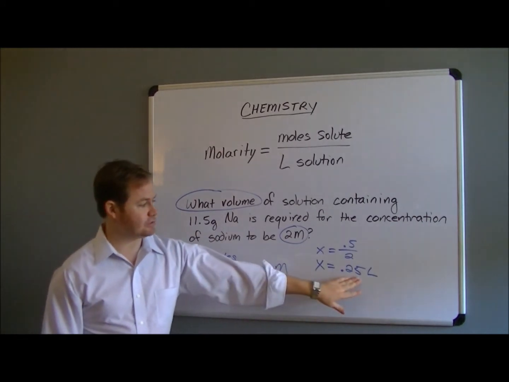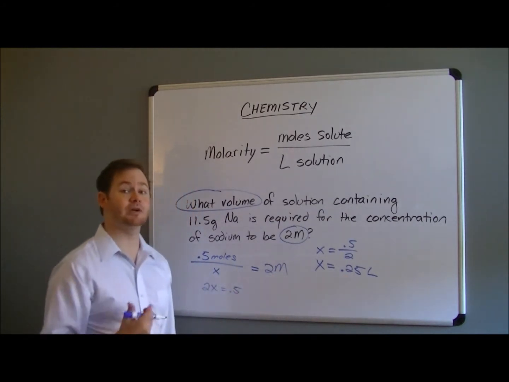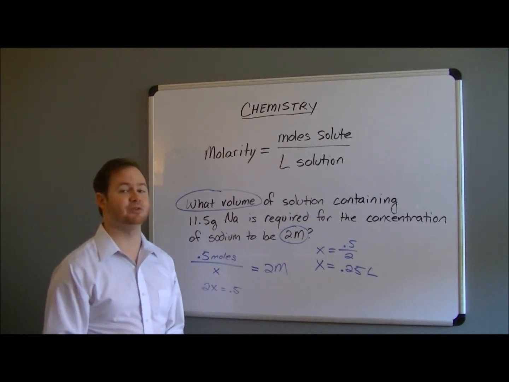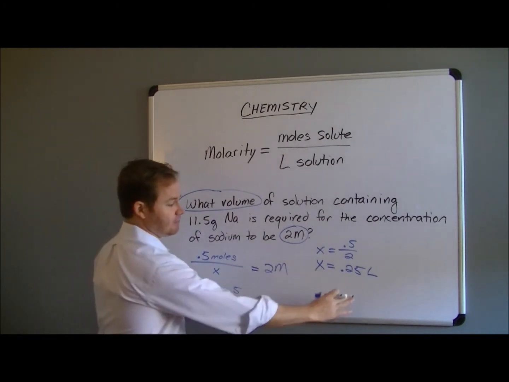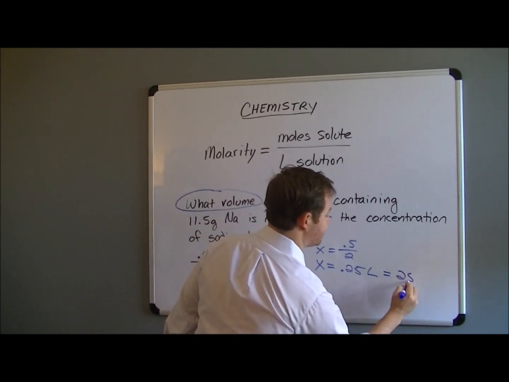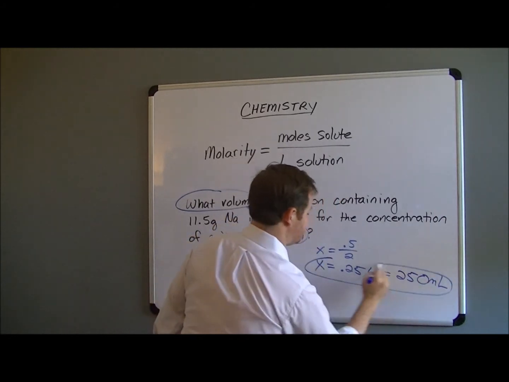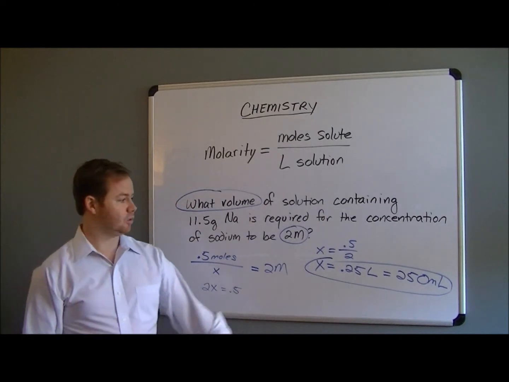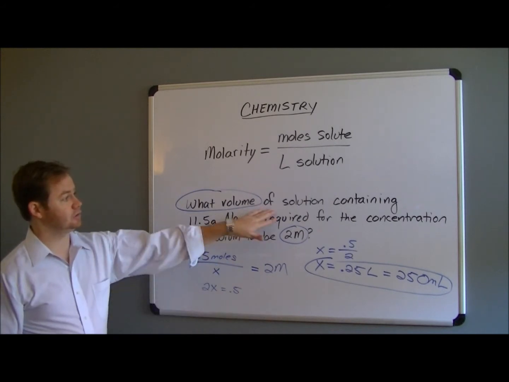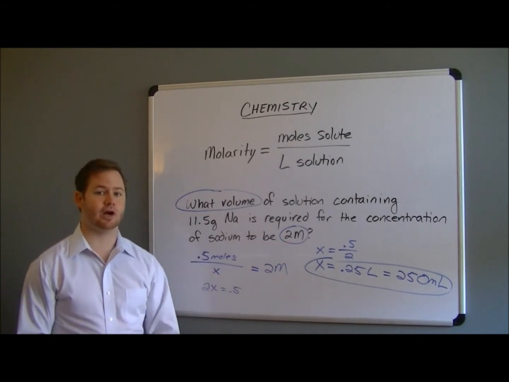So here, 0.25 liters, if the question specified liters, then you could leave your answer in this form. But if the question were to ask for milliliters, how many milliliters are in 1 liter? If you said 1,000, you're correct. So we would have to multiply by 1,000 to convert to milliliters if necessary. And that just means moving the decimal over 3 places, giving us 250 milliliters or 0.25 liters. So 250 milliliters of solution that contains 11.5 grams of sodium would have a 2 molar concentration.